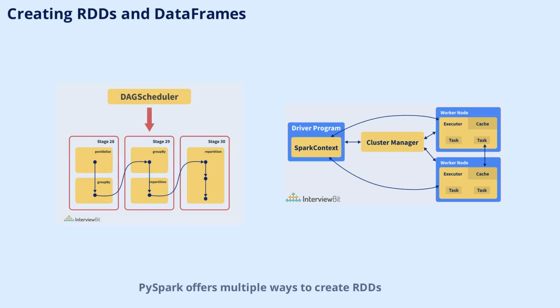Spark offers multiple ways to create RDDs, such as using parallelize for in-memory collections, textFile for reading files, and wholeTextFiles for key-value pairs. You can also create empty RDDs with or without partitions. For data frames, use the createDataFrame method with data and schema. PySpark supports reading from various external sources like CSV, JSON, and Parquet, making it versatile for different data formats.